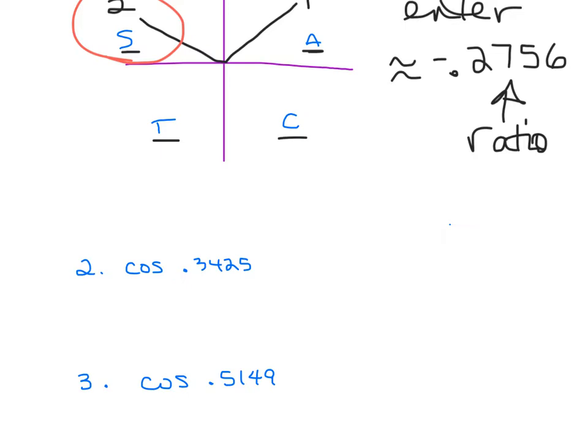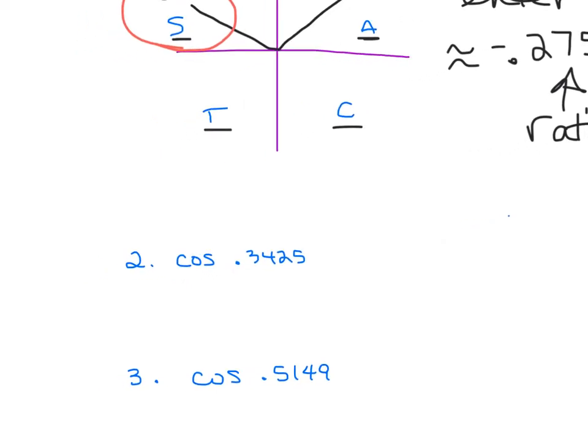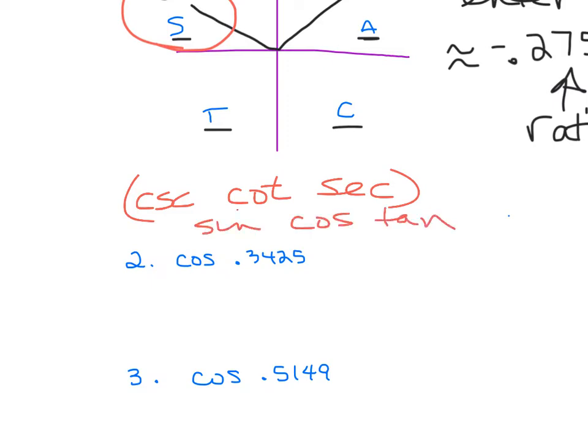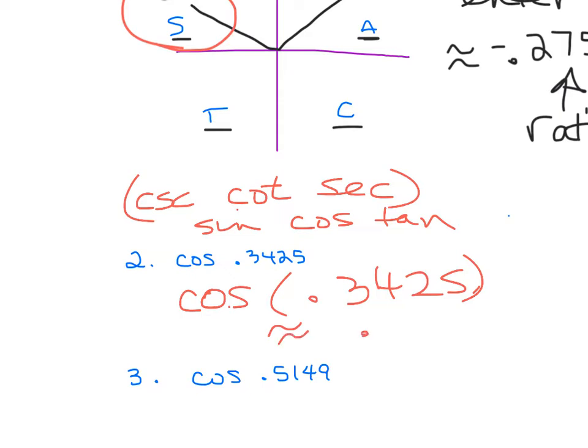The next question, number 2, same thing. There is a button that says COS. It's not until we get to the questions that have cosecant, cotangent, and secant that we're going to have to use 1 divided by. But for any of the questions that have sine, cosine, or tangent, all we do is touch that button, COS, and then put in the decimal. So we're going to find the cosine of 0.3425, and we get approximately 0.9419.